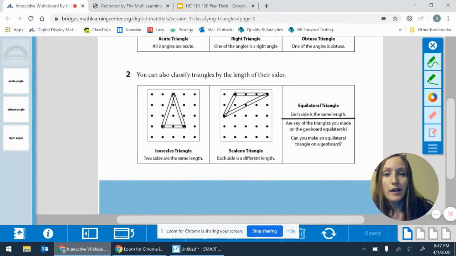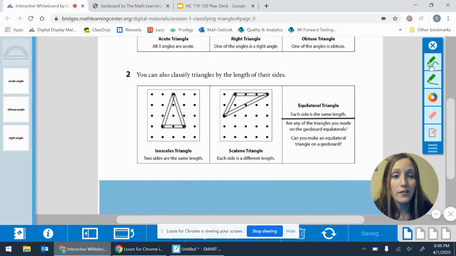So if we look at the first triangle here, this is an isosceles triangle, which means 2 sides are the same length. Can you see which 2 sides they are? This one and this one here are both the same length. So that's an isosceles triangle. The next triangle that we look at is a scalene triangle. Scalene is a triangle where each side is a different length. So we look at this side here, it's pretty short. Next one is a little bit longer, and the third one is even longer still. So all 3 side lengths are different.